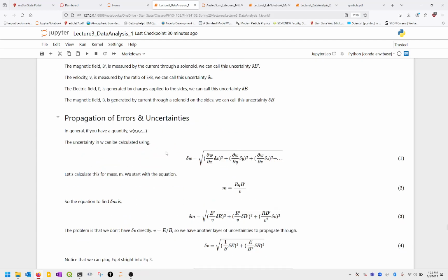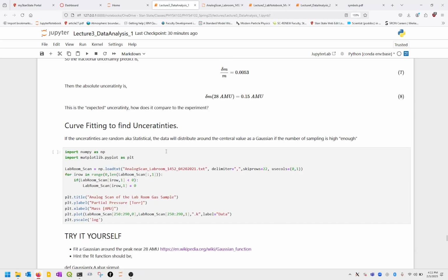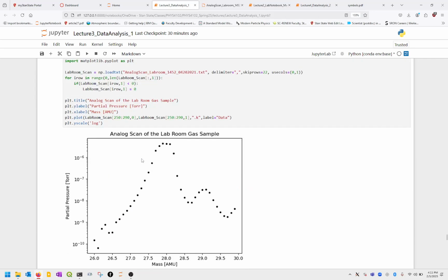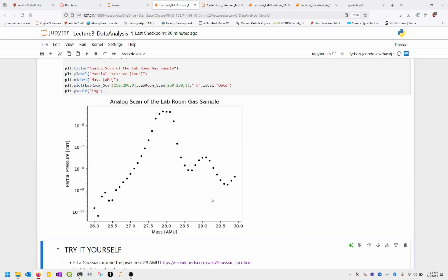All right, so we go down here. So how do we fit this? Actually, I'm going to have you guys do it. Great, that's even cooler. Less work for me. So what you want to do is basically have your file loaded, and center back around the 28 AMUs part, okay?